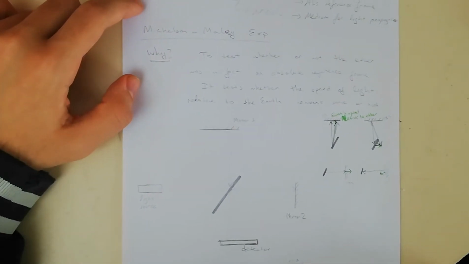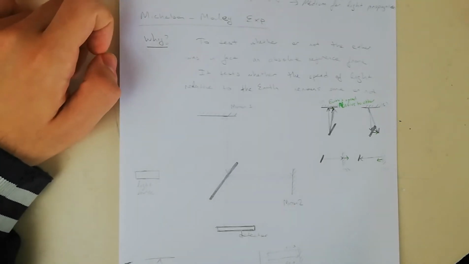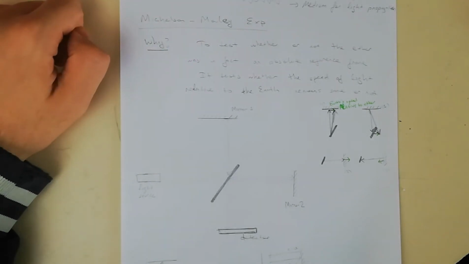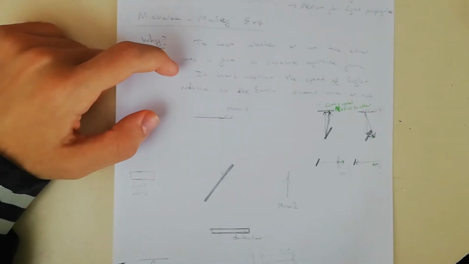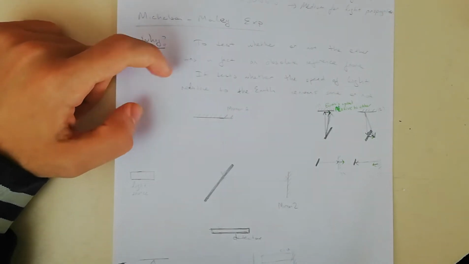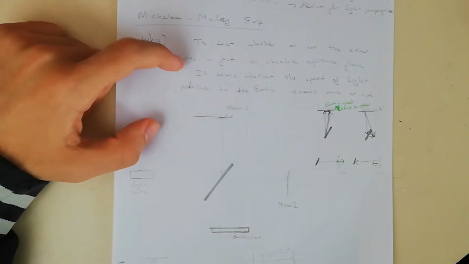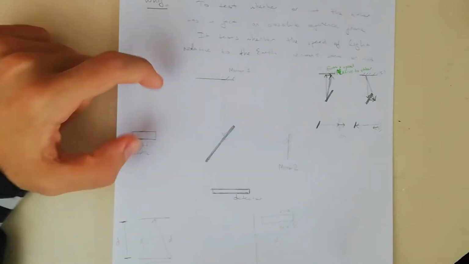The Michelson-Morley experiment was conducted to test whether or not the ether was in fact an absolute reference frame, and of course to prove the existence of ether. It tests whether the speed of light relative to the Earth remains the same or not. And the basic setup is drawn here.